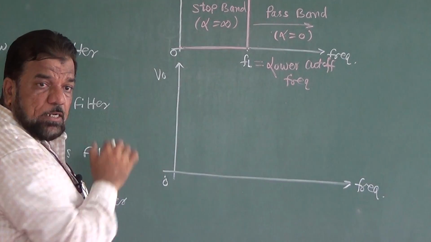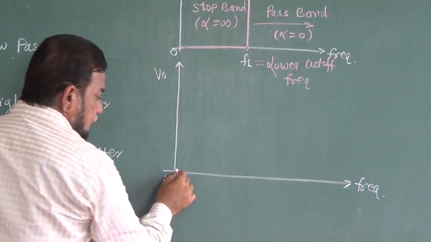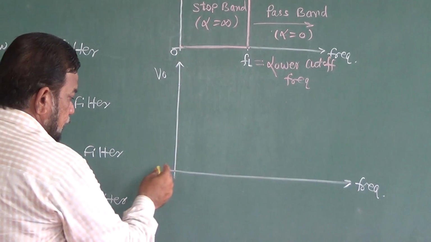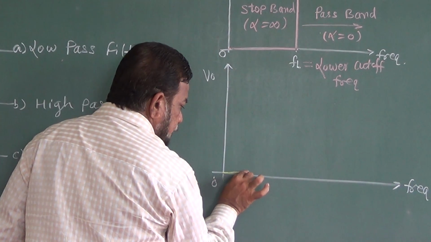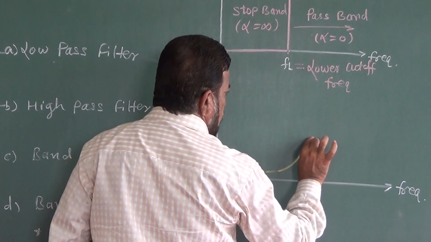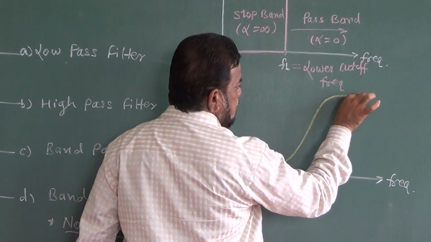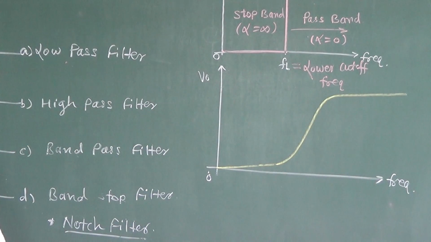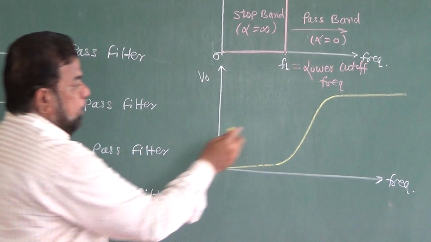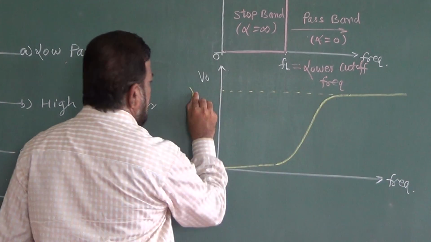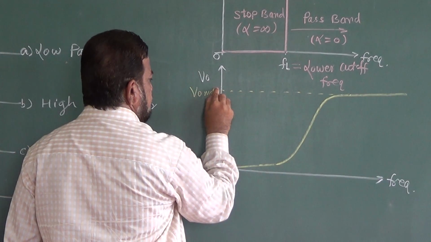Ideally there is complete rejection, but practically there is some signal that is transmitted. That's why even in a stop band you are getting some output, and as you increase the frequencies, the output increases and then afterwards it attains a steady level. That means corresponding to this one you have maximum output. So I can write V0 max.